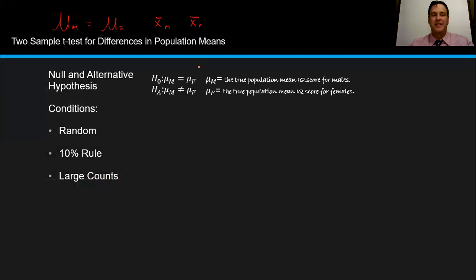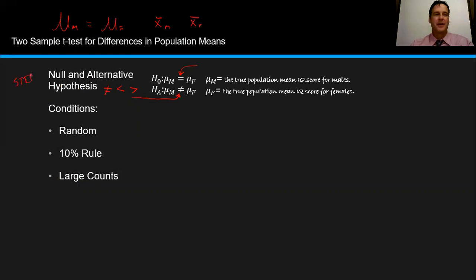It is the intention to think that males and females would score the same, or close to the same, with respect to an average IQ score, and that's why we have an equal to sign in the null. However, the alternative is that it may be different. And remember the alternative always has either a not equal to sign, a less than sign, or a greater than sign.